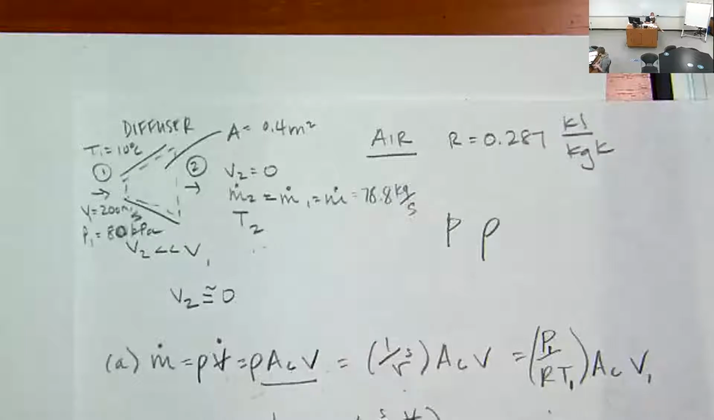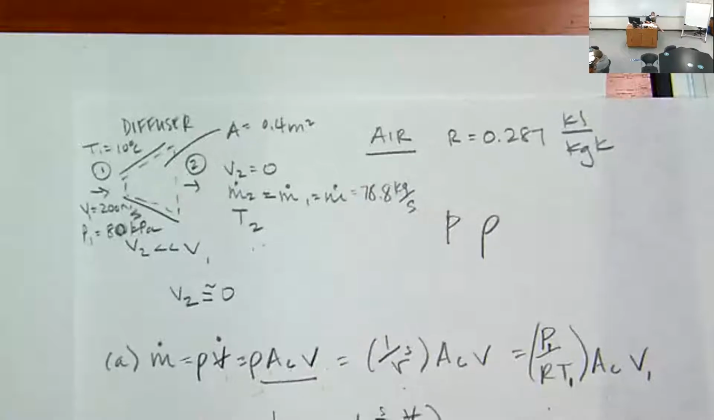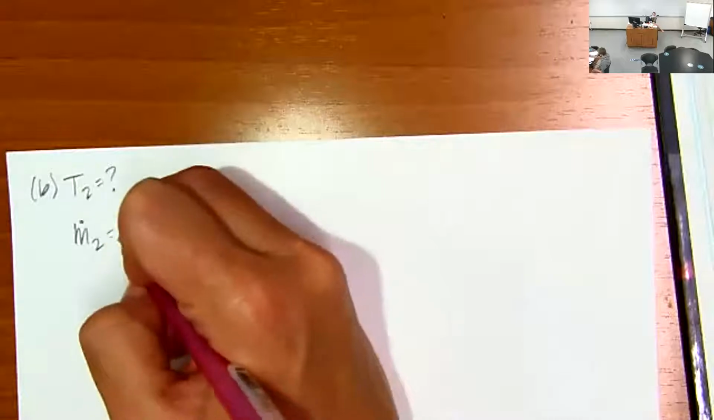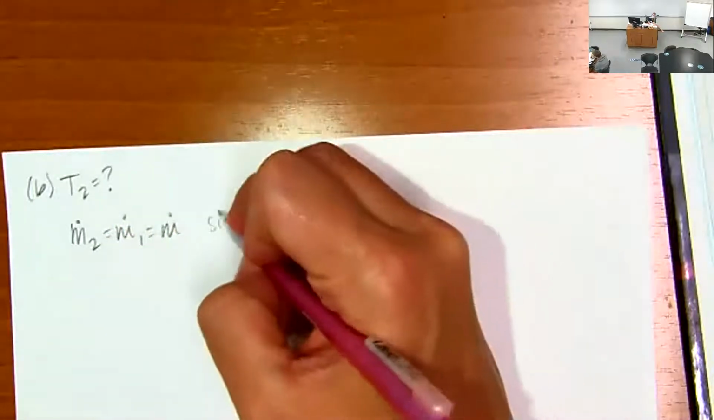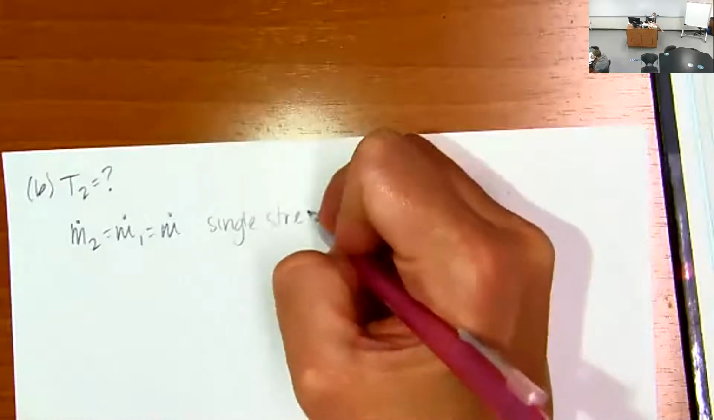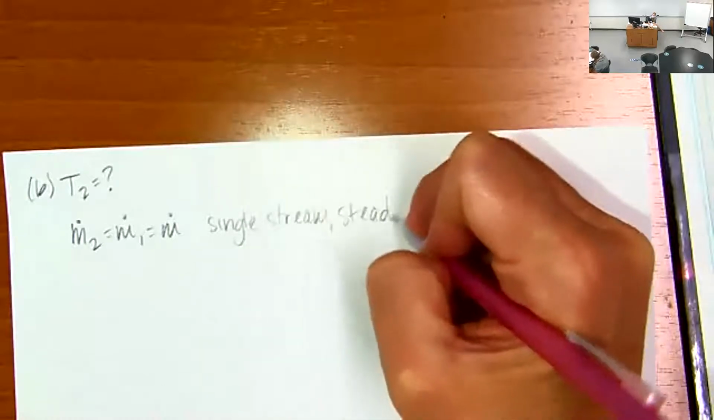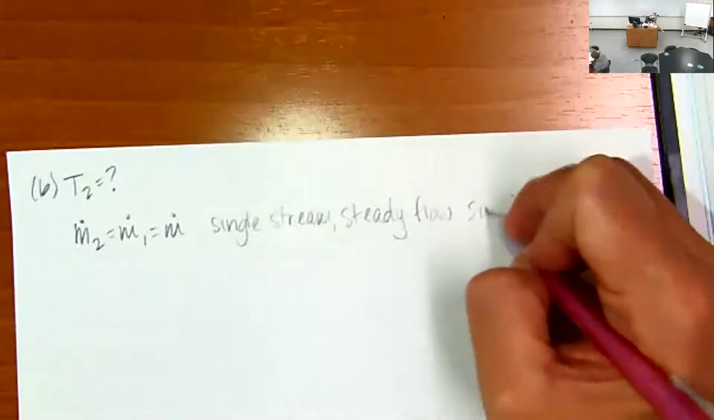All right, so for part B, we're asked to find temperature coming out of the diffuser, so T2. So one of the things that we still need to hold true is mass flow rate at point 2 is equal to our mass flow rate at point 1. This is because we are a single stream, steady flow system.